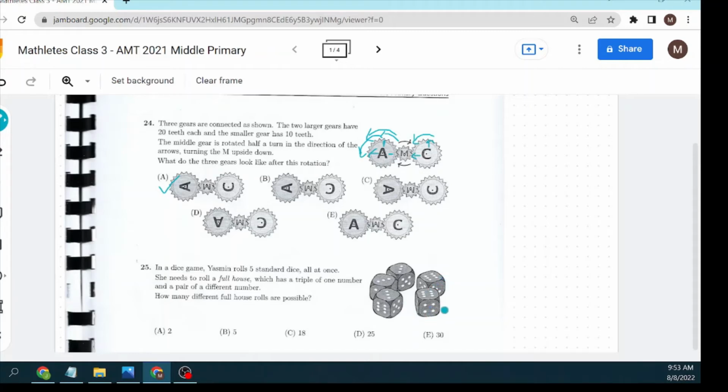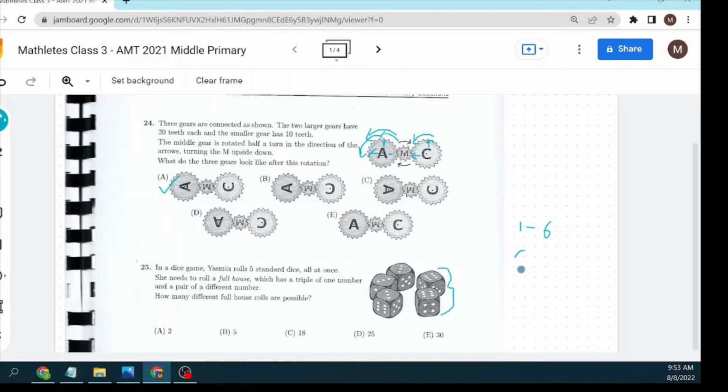And a pair of a different number. So a pair would be matching the same number but different from the triple, on the other two dice. Okay, so we need to find out the total number of possibilities of this scenario. Remember, how many numbers does a dice have? 1, 2, up to 6. So if you think about just the two dice with the same number, the possibilities would be 1 to 6.